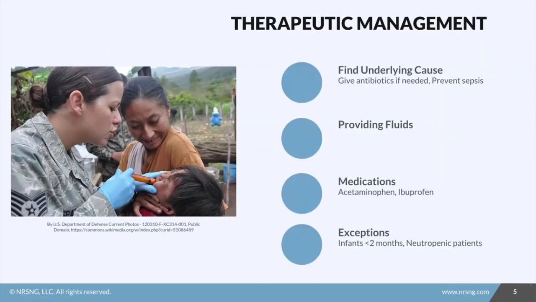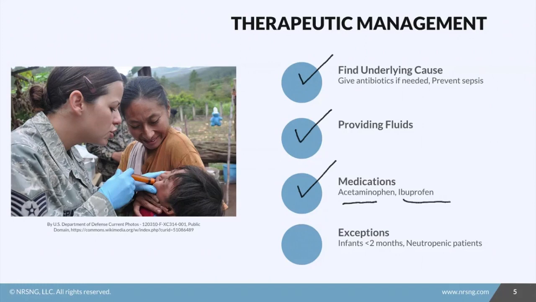Our management of fevers is all about identifying a cause, providing fluids, and then giving medications to bring that temperature down if we need to. The medications that we usually use for fever treatment are acetaminophen and ibuprofen.